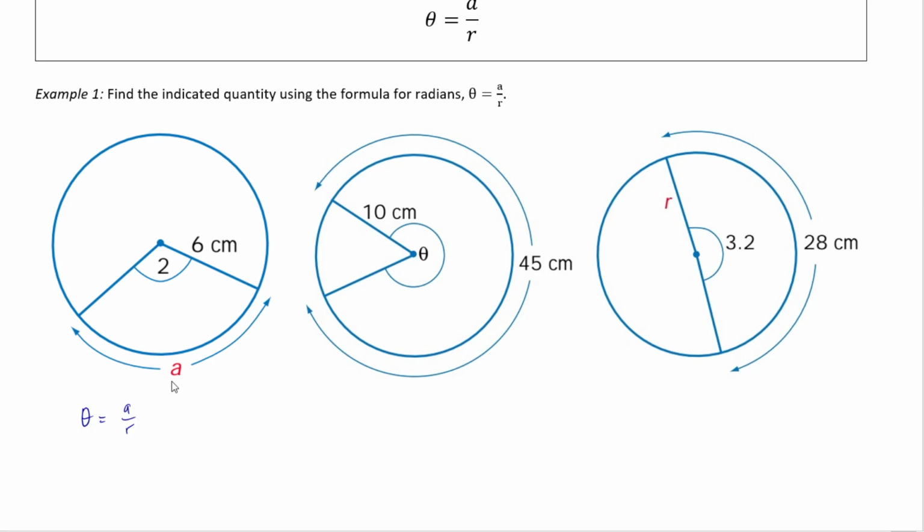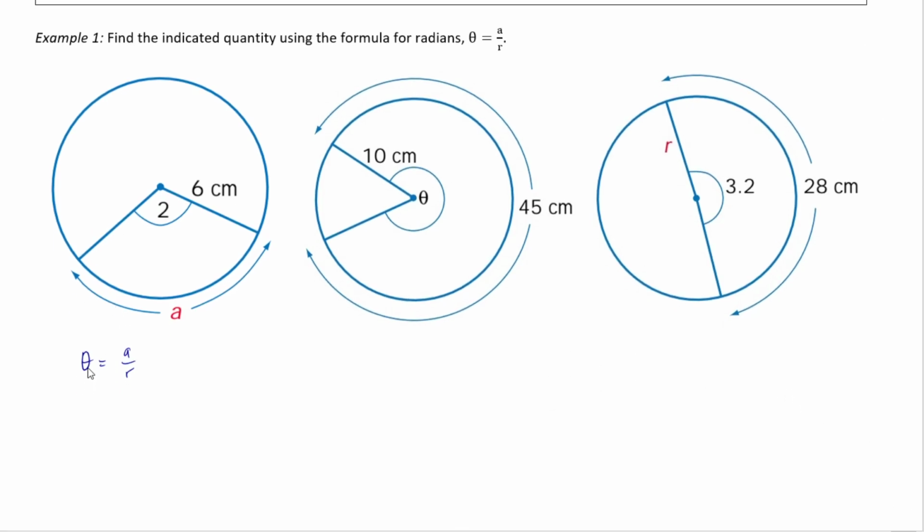This question's asking us to find a. We have 2 radians and the radius is 6. So we can substitute 2 radians, the arc length we don't know, and the radius is 6 centimeters. Multiply both sides by 6 centimeters, which will clear the 6 centimeters from the bottom, and we get 12 centimeters is equal to the arc length.